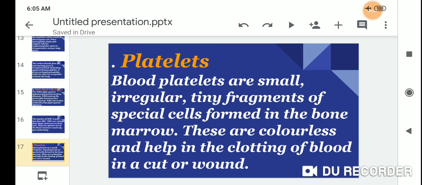Blood platelets are small, irregular, tiny fragments of special cells formed in the bone marrow. These are colorless and help in the clotting of blood in a cut or wound.